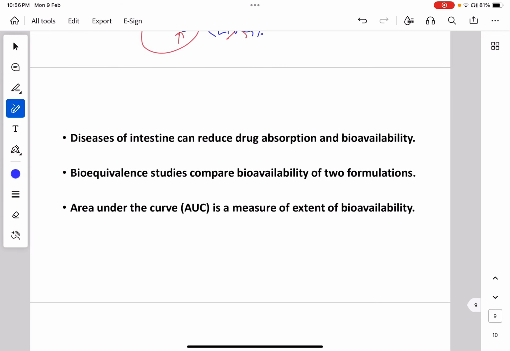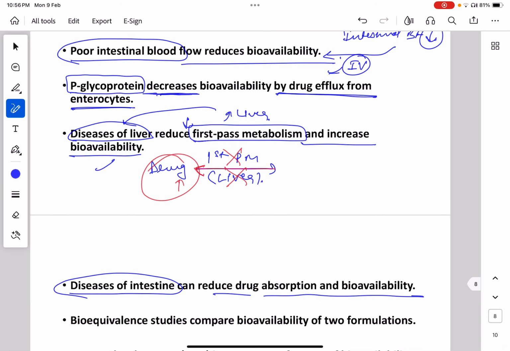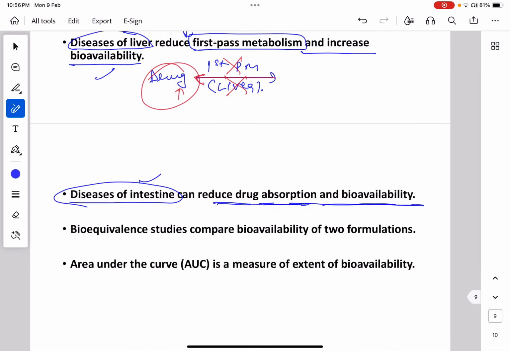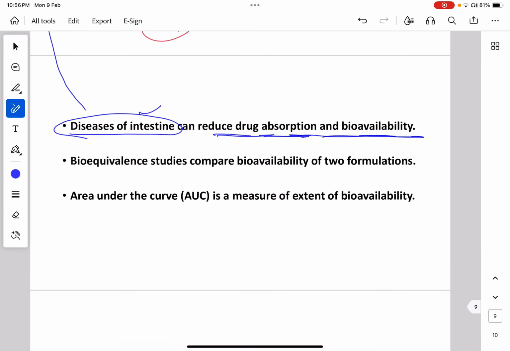Now next point, disease of intestine can reduce drug absorption and bioavailability. We have already seen disease of liver and disease of intestine. Disease of liver will increase bioavailability, while disease of intestine will reduce the drug absorption and hence decrease the bioavailability, because of poor intestinal blood flow, as we have seen in the previous statement.